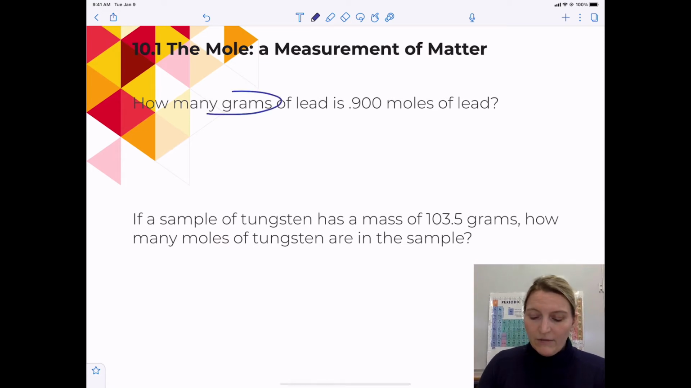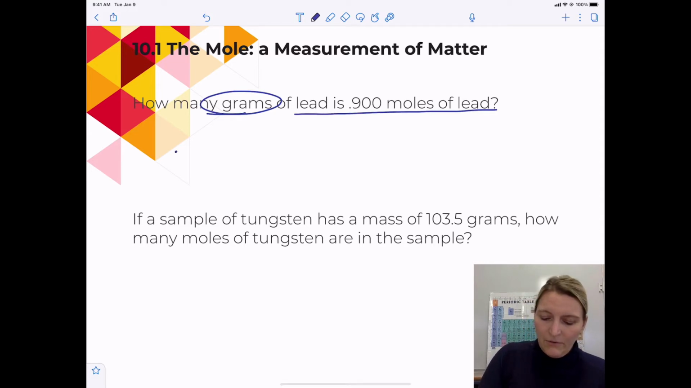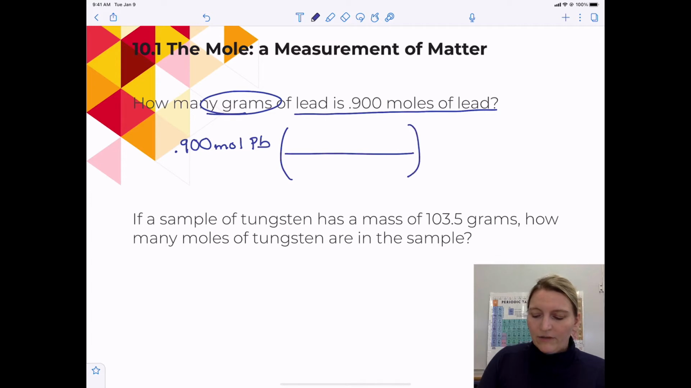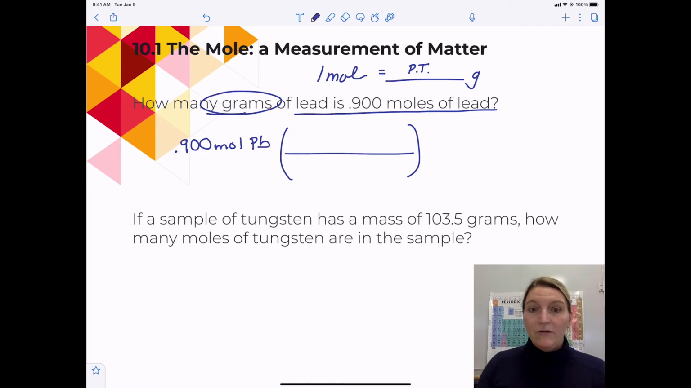So how many grams, circle the do, of lead is 0.900 moles of lead. So we take that number and we put it out front, 0.900 moles of lead. And now our conversion factors are going to be from the periodic table. They're always going to be 1 mole is equal to, and then whatever the number we get from the periodic table in grams. So we look at lead on the periodic table.